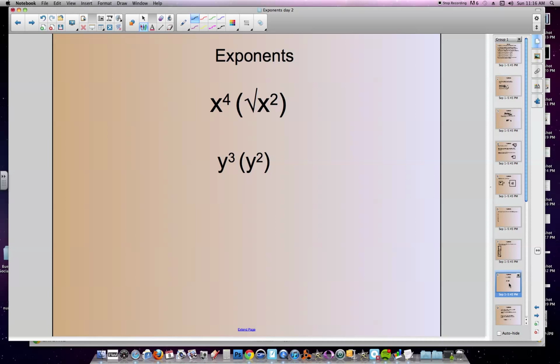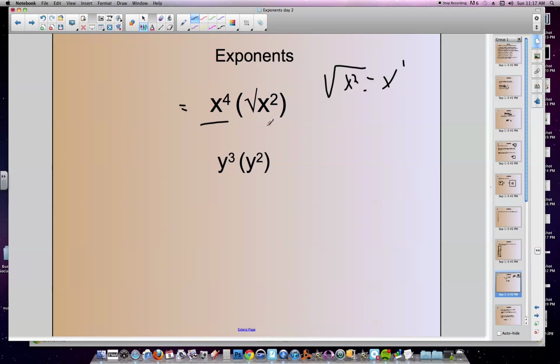So anyways, we need to see how these work together, right? I asked you, what is x to the 4th times, right? If it's outside the parentheses, that means times the square root of x squared. Well, let's think about this. What is the square root of x squared? I'm saying, what times itself equals x squared? Well, x, right? The square root of x squared is simply x, because x times x is x squared. So this problem becomes x to the 4th times x, which if we remember from the last video, x is x to the 1st power, right?